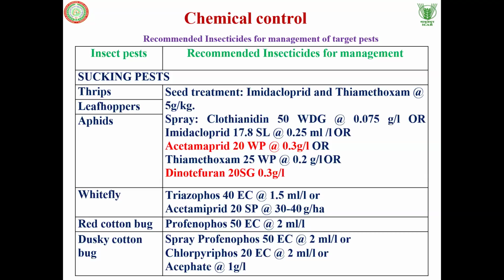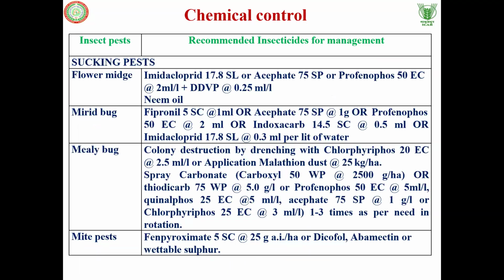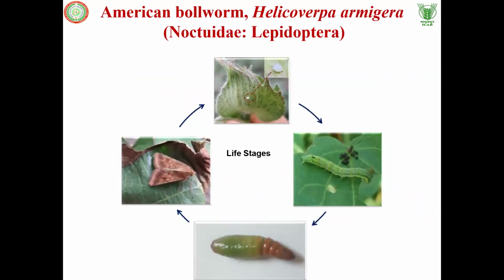Ulala is one of the best chemicals which most farmers prefer, that is 60 grams per acre. Or otherwise, they can go with dinotefuran, that is 0.3 grams per liter of water, or 60 grams per acre. And these are the chemicals. Here I am suggesting that these chemicals are CIBRC recommended chemicals only.